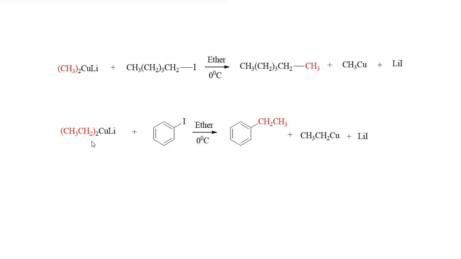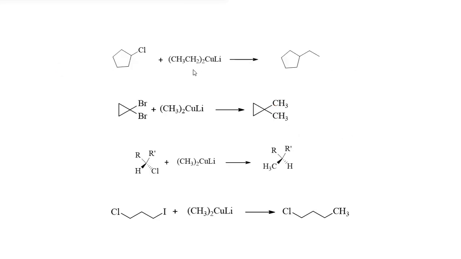Similarly, lithium diethyl cuprate reacts with iodobenzene. The ethyl group from the parenthesis attacks the carbon atom of this phenyl group, replaces iodide to form ethyl benzene. Similarly, in this reaction, chlorocyclopentane reacts with lithium diethyl cuprate, forming ethyl cyclopentane. Here, ethyl group attacks this carbon atom, replaces chloride, forming ethyl cyclopentane.